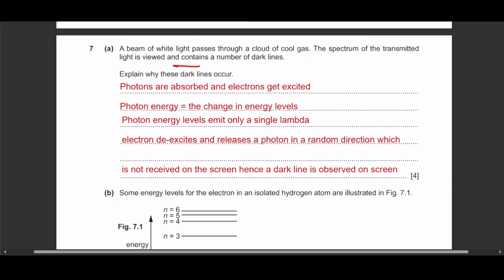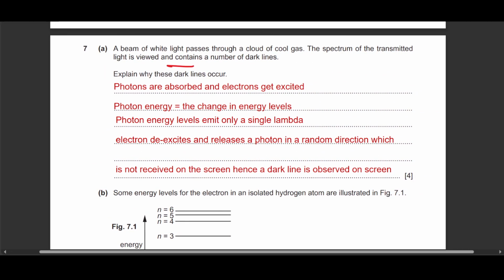So this is how we write it down. Photons are absorbed, electrons are excited, they go up a shell. Then photon energy is equal to the change in energy levels, as discussed in energy shells. Photon energy levels emit only one single wavelength, lambda, because if they get excited, they come back and release a photon of a certain specific wavelength. Electrons de-excite and release photons in random directions. This is the key part which causes these dark lines, because you didn't get it back. It is now emitted in a random direction. It's not received on the screen, hence a dark line is observed.